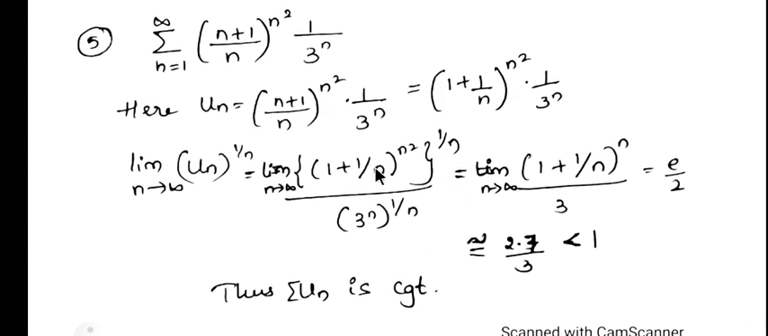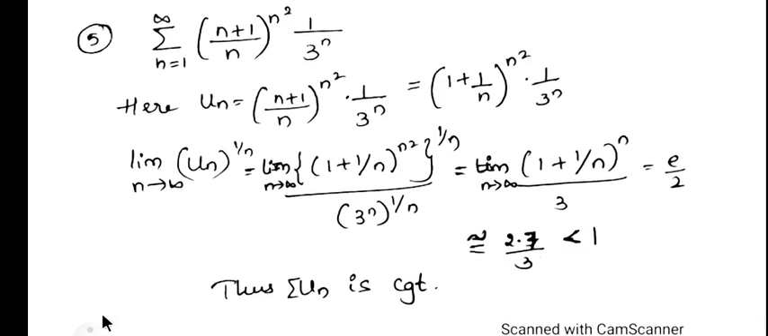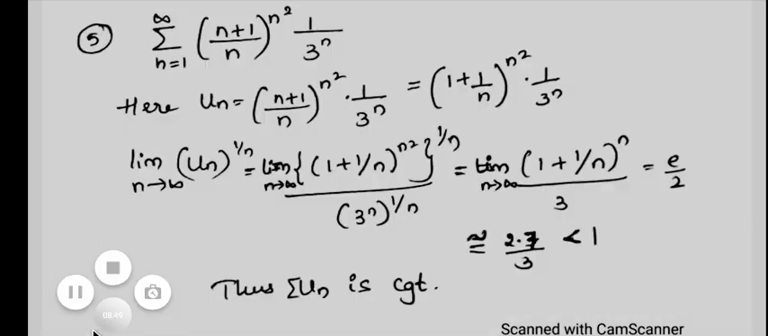Simplify it, you will get limit n tends to infinity of (1 plus 1 by n). The square is there, one n will get cancelled, only one n will be remaining in the exponent, and 3 is remaining in the denominator. This is the standard property, which is equal to e by 3. The denominator is 3, therefore e is equal to 2.7 divided by 3, which is less than 1. Then the series is convergent. The given series, that is summation un, is convergent.